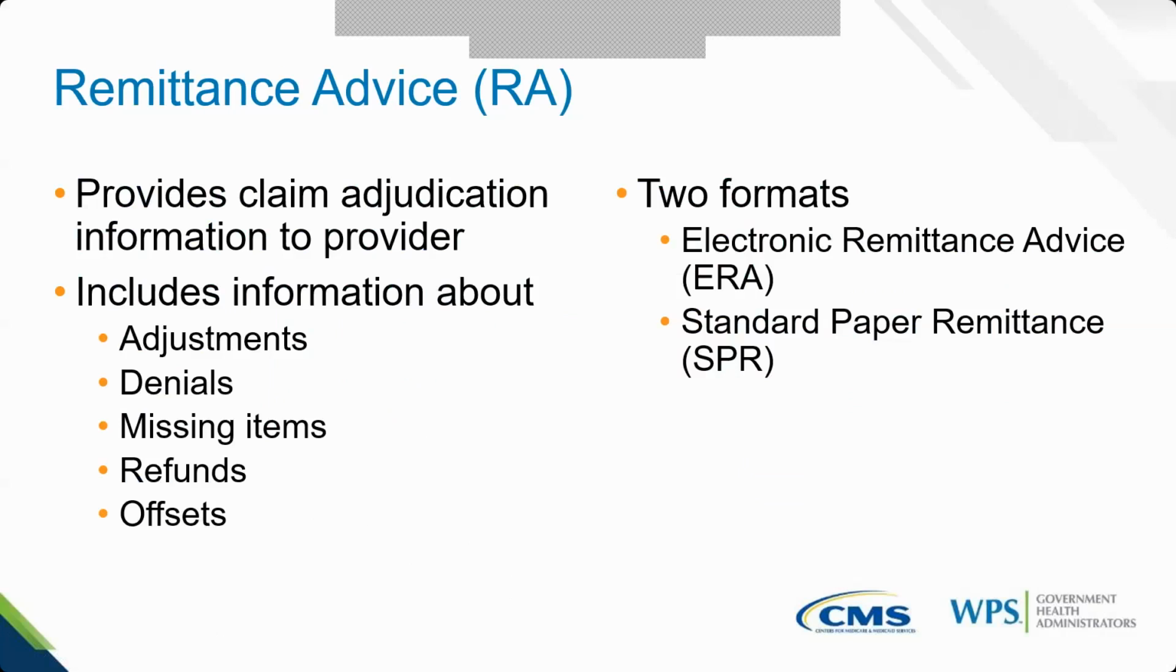Most providers will receive an electronic remittance advice, or ERA, as opposed to a standard paper remittance, the SPR. Now that ERA is going to include details about the transfer of funds and payment processing from the payer, in this case Medicare, to the healthcare provider's bank. And depending on how the claim processed, it could also include information about any adjustment that's made to the claim. It would include denial information if a claim is denied. It could also include information about something that's missing. It provides notice about refunds and offsets. So a lot of information is available on that remittance advice that providers should be referring to.